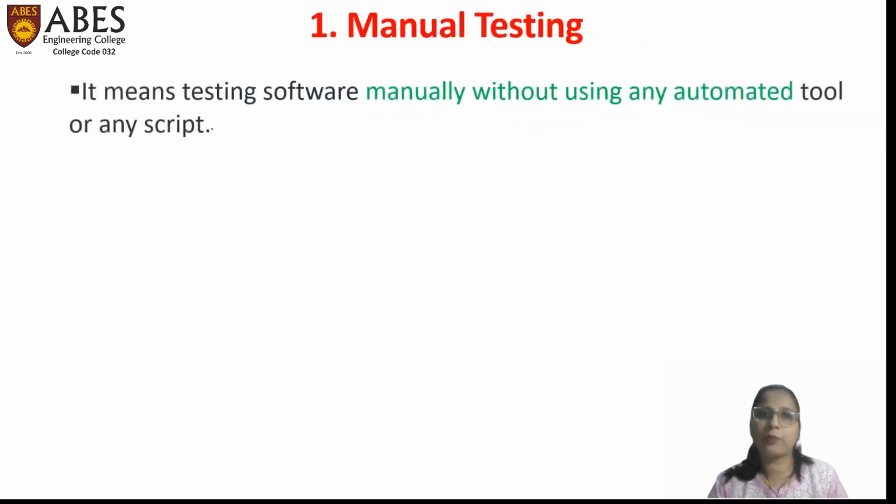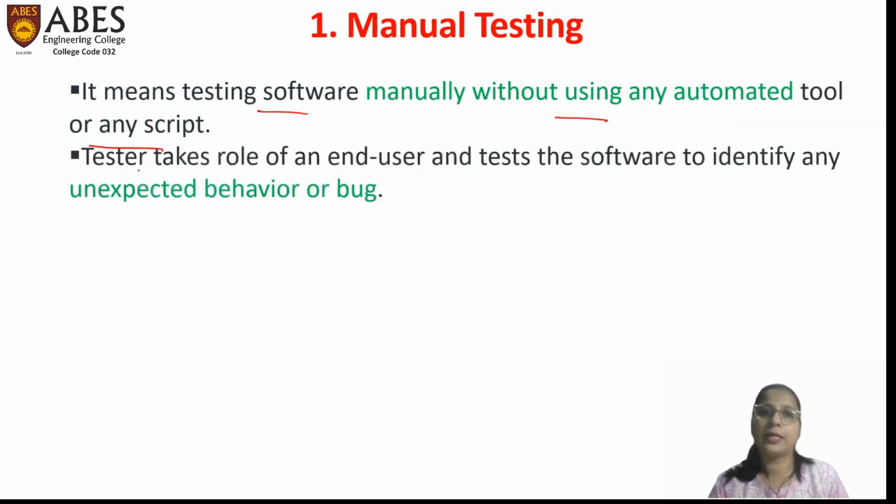Manual testing means that testing is done manually, without using any automated tool or any already written script. The tester takes the role of an end user and tests the software to identify any unexpected behavior or bug. So we are not using any software, and we are not using any already written code that takes input automatically. It is the responsibility of the testing team to write the test cases and then use them to generate the output and check for all kinds of possible errors.